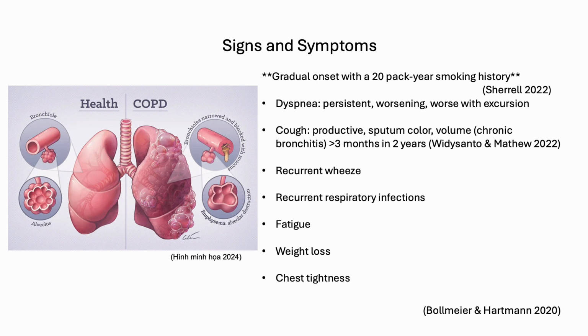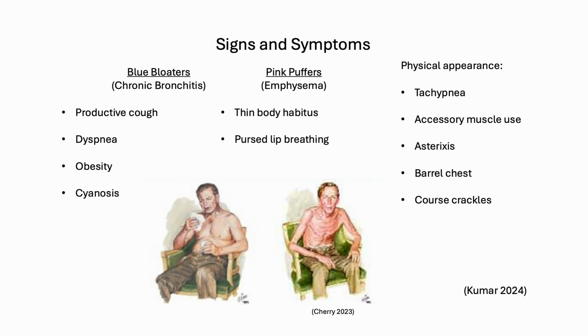Traditionally, for a diagnosis of chronic bronchitis, the cough must be present for 3 months over 2 consecutive years with no other explanation. Recurrent wheezing, respiratory tract infections, fatigue, weight loss, and chest tightness are also other common findings. So a classic description of the 2 main types of COPD are the blue bloaters to describe chronic bronchitis and pink puffers to describe emphysema.